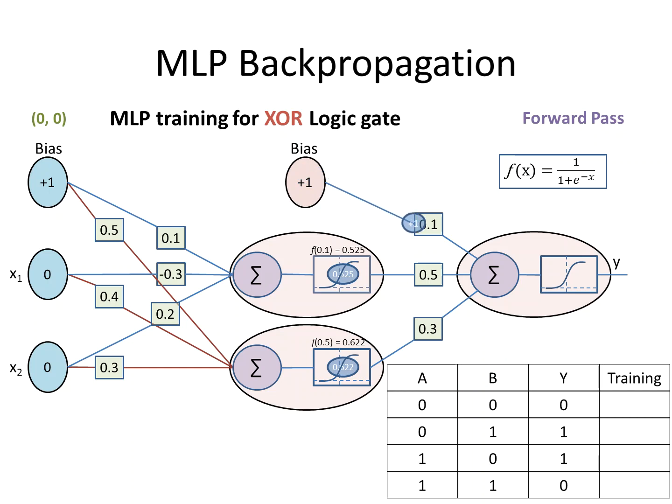So now we will train the output layer. For that, first the bias gives me the output as 0.1. First input is 0.525 multiplied by 0.5, which gives 0.26. Second input 0.622 multiplied by 0.3 gives me the output as 0.19, and this summation comes out to be 0.55. Passing through the sigmoid function, it gives me the output as 0.634.